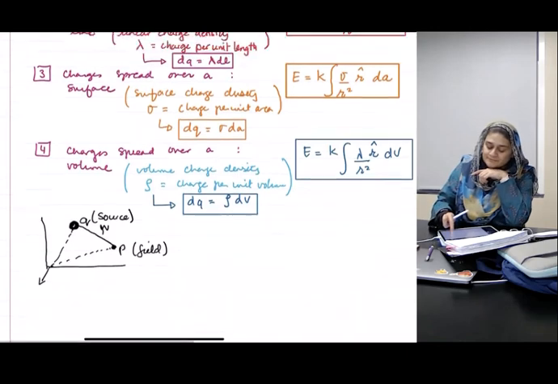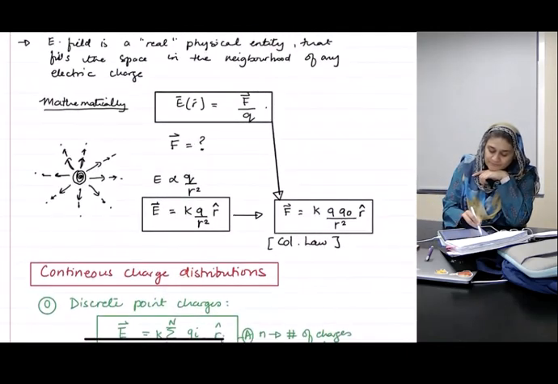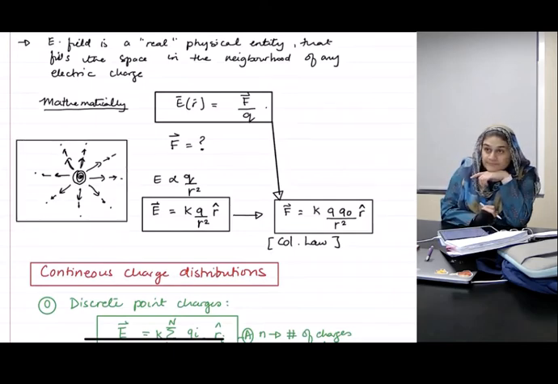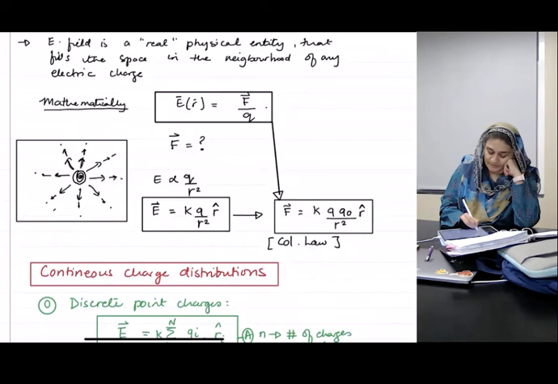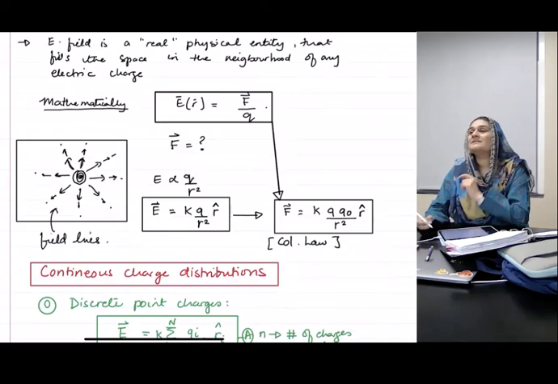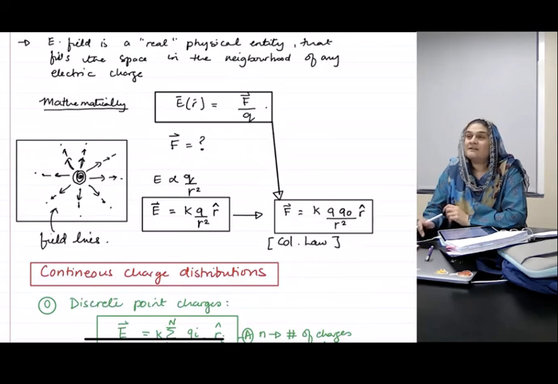Okay, now this thing that we drew here, the lines are called what? Field lines. These lines are called field lines. These field lines are becoming smaller and smaller as they go far away.